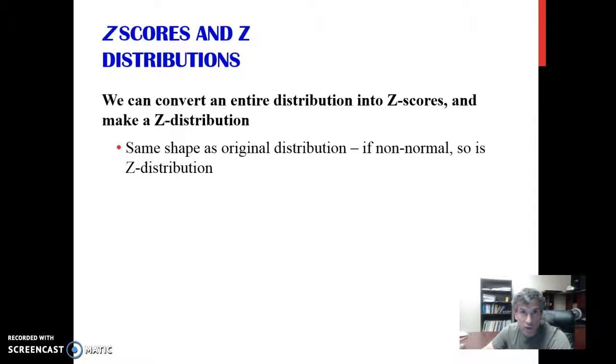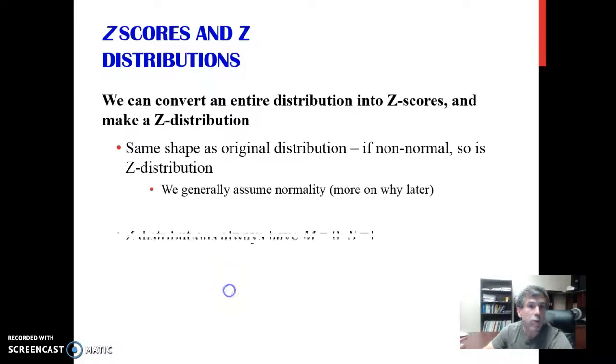Whatever the shape of the original distribution of raw scores looked like, that's what the z distribution, the distribution of z-scores, will look like. If your original distribution is skewed or bimodal or any sort of non-normal curve, the z distribution will have the same shape. However, we generally assume that scores in the population follow a normal curve, and so the z distributions we make from those scores would also follow a normal curve. We're going to get more into the nuts and bolts of why that's the case a little later on, but for now, that's just an assumption that we make, and it's a pretty safe assumption.